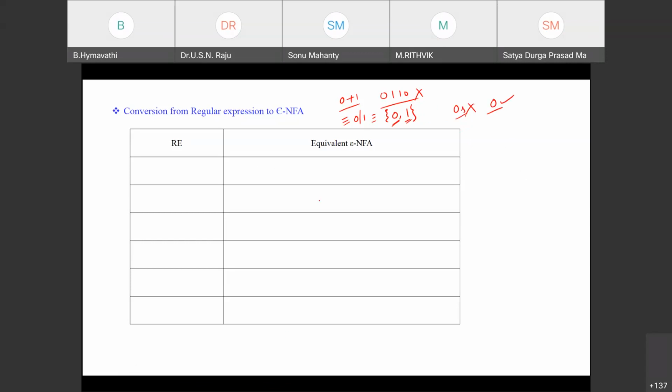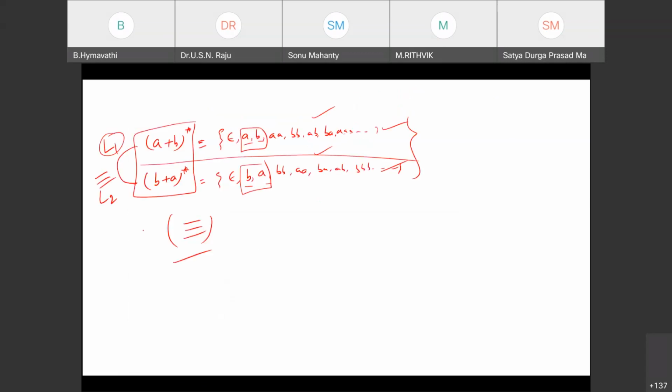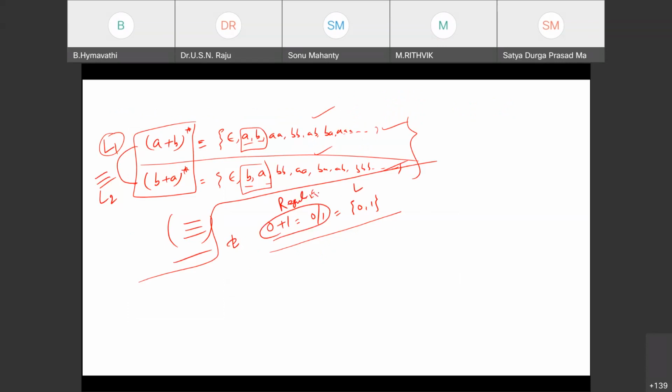So for this one, see what is being asked. 0 plus 1 equal to 0 or 1 is exactly equal to 0, 1. Now can you give the automata for this? That means the language is this one. This is known as the language. So this is known as a regular expression.